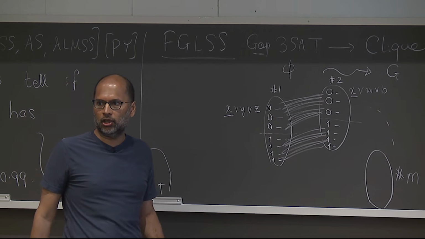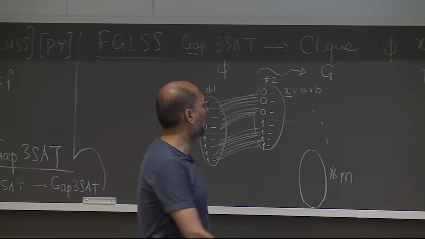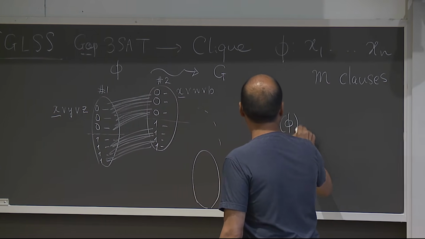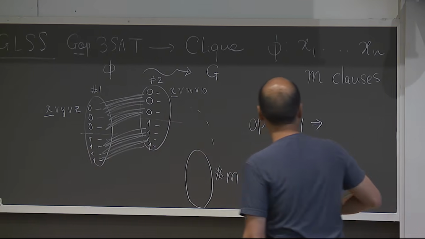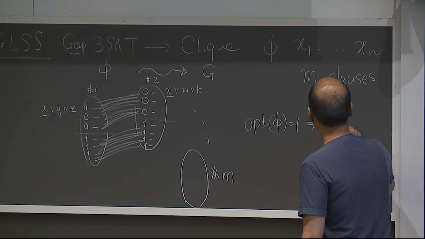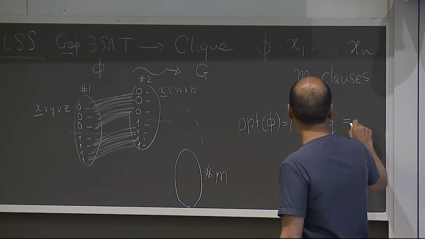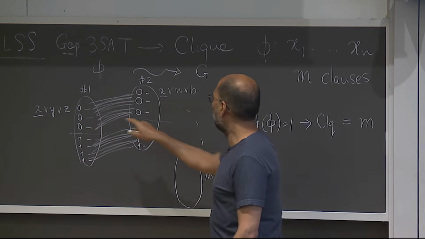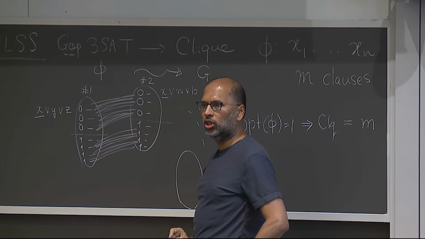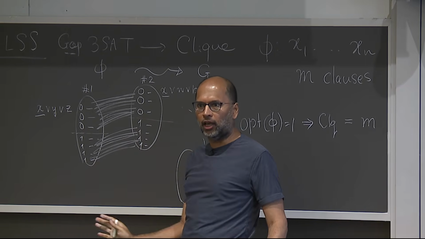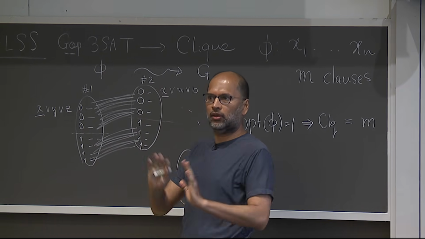This is the reduction. Now it's clear that if the formula is fully satisfiable, then this implies that what's the size of the clique? I mean max clique. Okay? So there will be a clique of size m, because you just pick one vertex from each block which is the assignment to that clause under some global satisfying assignment, right? And everything is going to be consistent, all good.